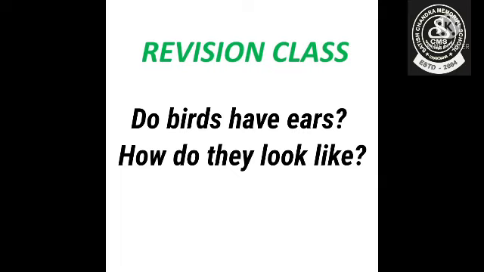A bird has tiny holes on both sides of its head. Generally, the holes are covered with feathers, right, children? And this helps the birds to hear. You have to explain this also whenever this question comes, okay? So see this picture, children. Here, birds don't have visible ears, but they have tiny holes on both sides of their heads, and the holes are covered with feathers, and this helps birds to hear.